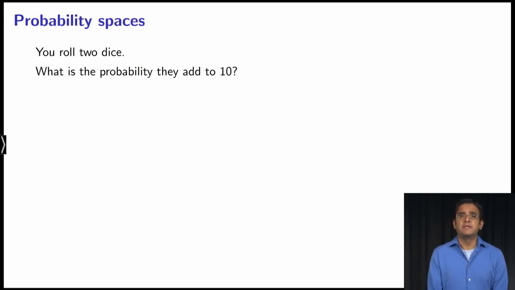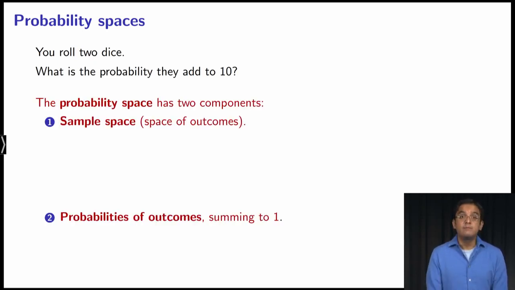So let's start with probability spaces. A probability space for a random experiment is a summary of all the information we need in order to answer questions about the experiment. Let's see a concrete example. Suppose we roll two dice and we wonder what is the probability that they're going to add up to 10. So it's a random experiment, and the probability space for this experiment has two components to it: the set of all possible outcomes, which is called the sample space, and the probabilities of each of these outcomes.